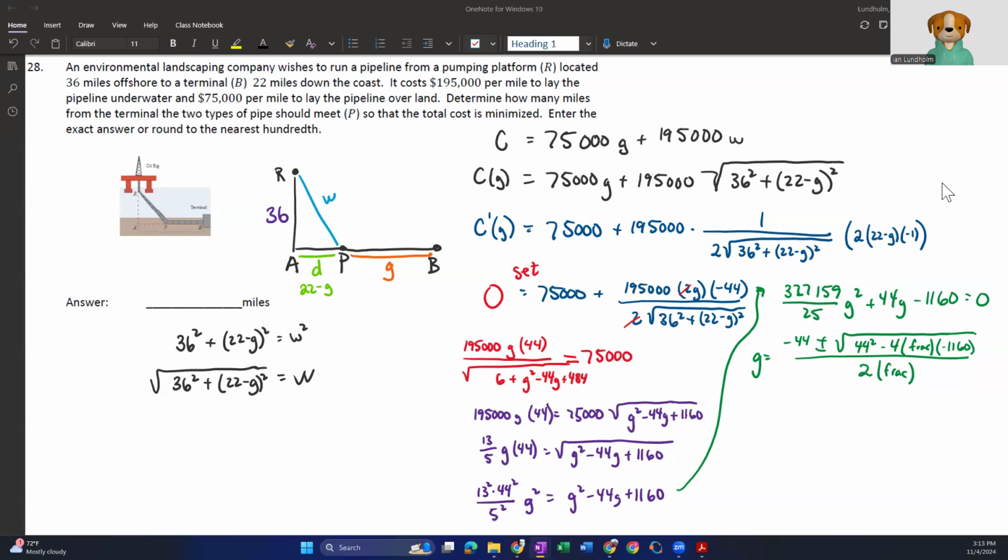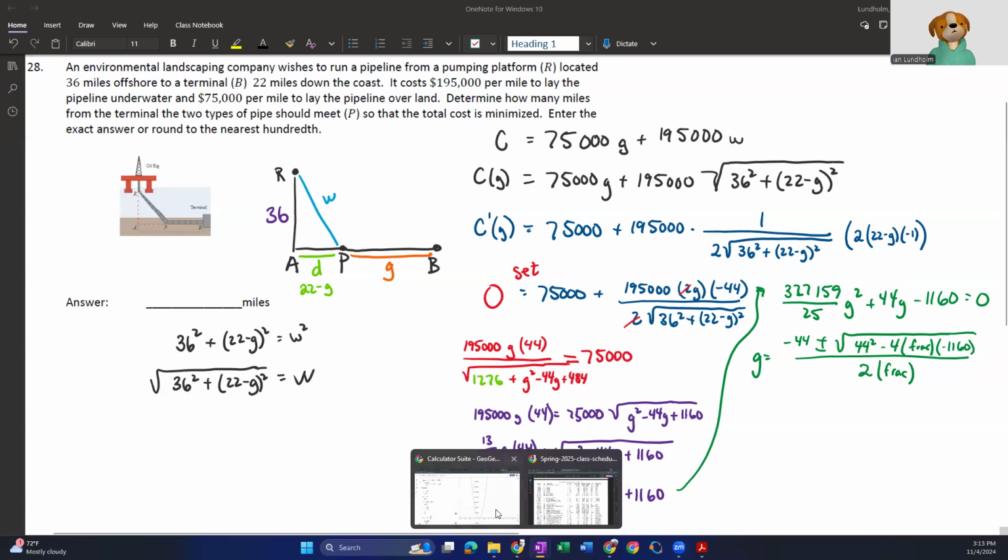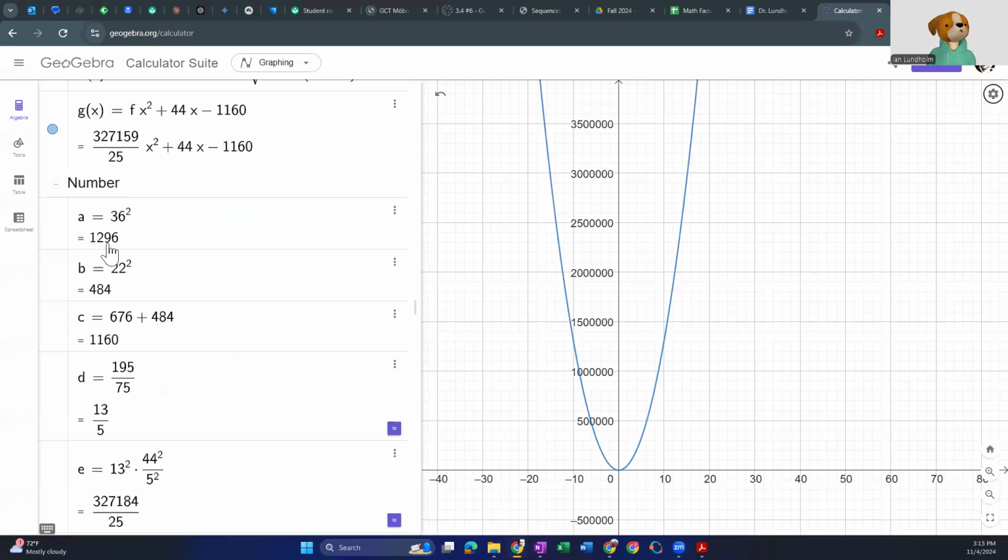All right, so I'm going to do this in a new color. Let's make this bright green. So this is 1,276. Is that what I said? Great. Let's look at this again. No, 1,296. Goodness.